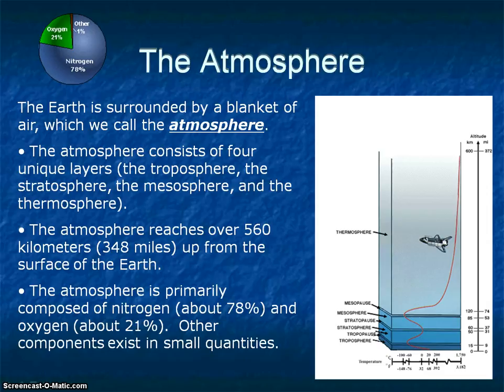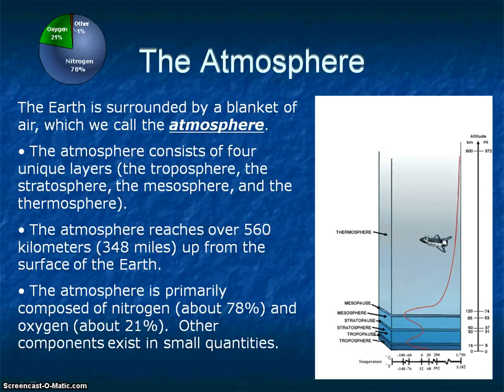Each layer is separated by these pauses, if you will, where you have transitions in temperature, altitude, and those types of things. And these pauses, you have the tropopause, which is going to separate the troposphere and stratosphere. The stratopause separates the stratosphere from the mesosphere. Then the mesopause, where your last transition is going to occur, separating the mesosphere from the thermosphere.